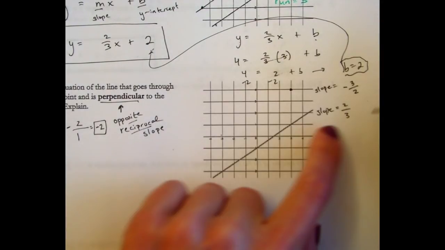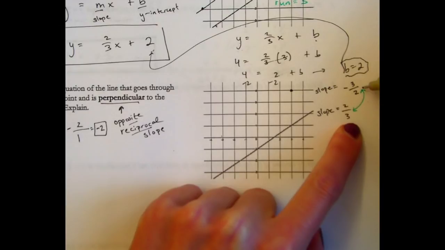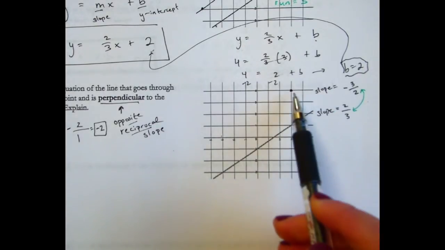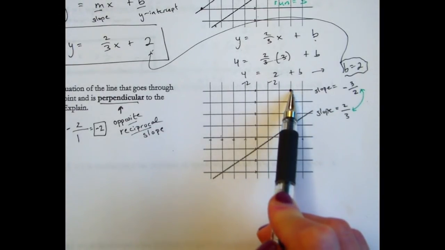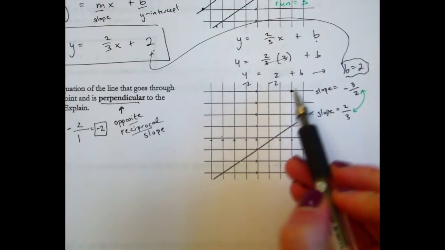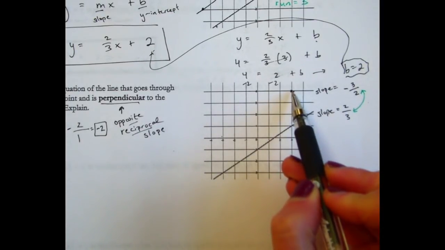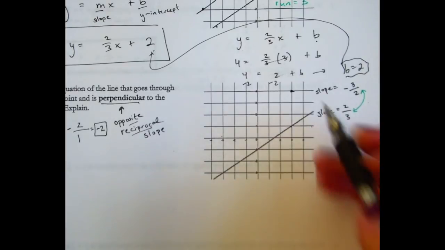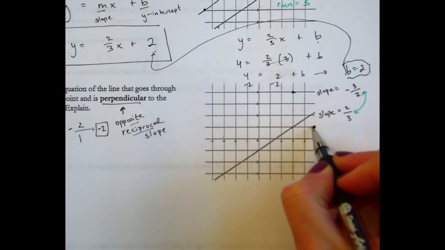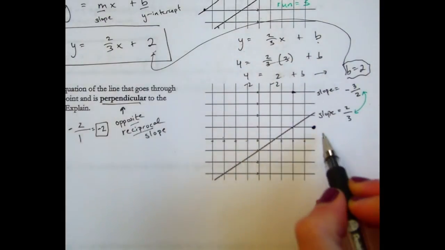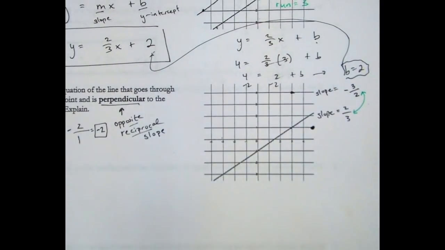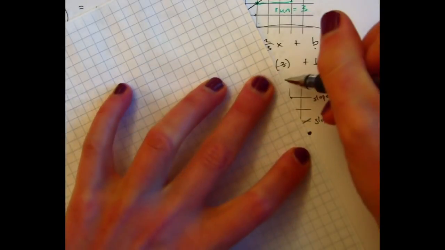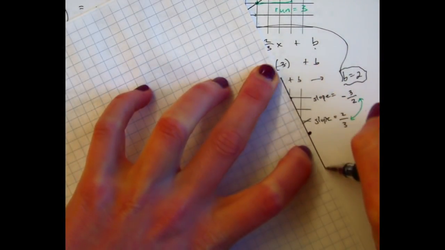So I'm going to start at the given point, and I'm going to use the slope of negative 3 over 2. So I'm going to go down 3, 1, 2, 3, over 2, and that looks like actually the only point I can fit on the graph, so I'm just going to connect those 2 points to create my line. Okay, so this is the original line, this is the perpendicular line that passes through the given point.